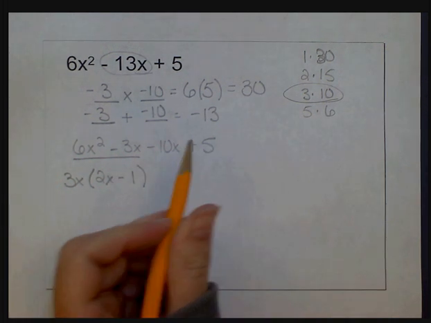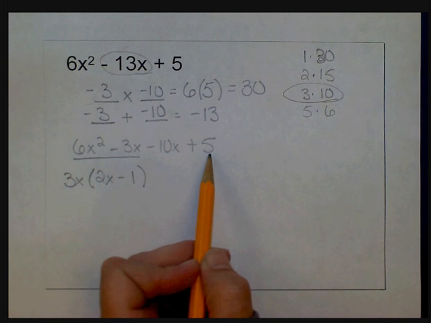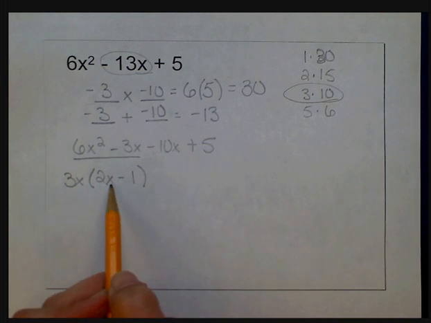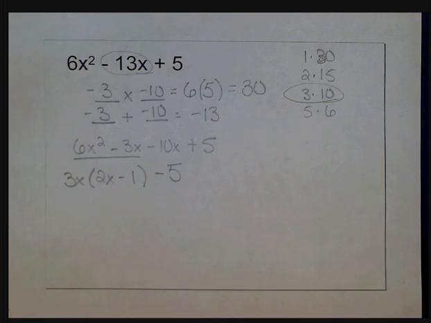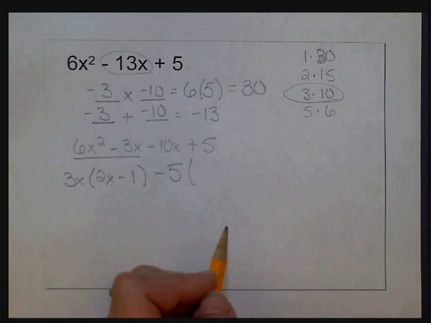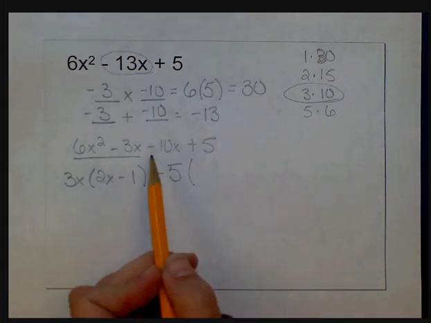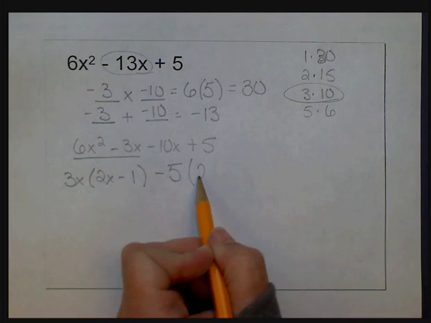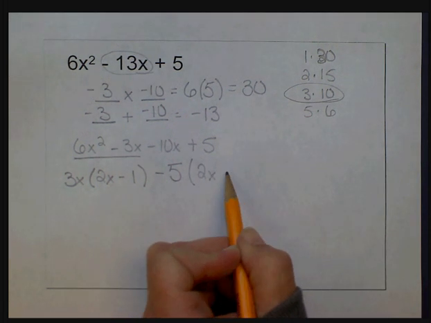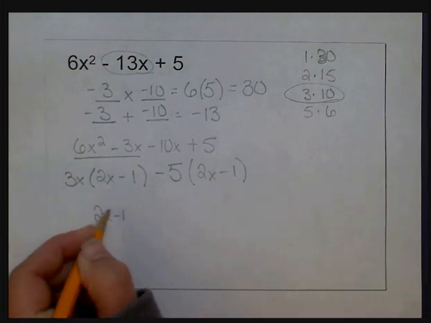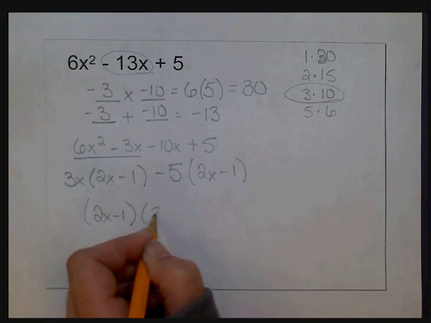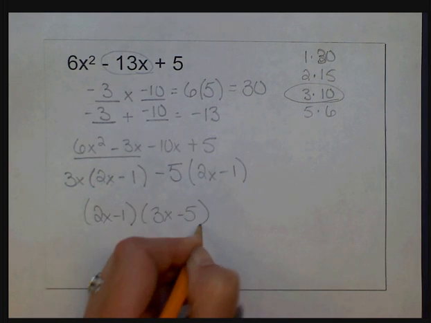Now my second one, negative 10x and a positive 5. And I see here that this leftover is positive, so I want to pull out a negative common factor, which is a negative 5. So negative 5 times 2x will give me negative 10x, and negative 5 times a negative 1 will give me a positive 5. So inside the parentheses, you see that I have the same expression. So that becomes one of my factors. And then what's left over becomes the other.